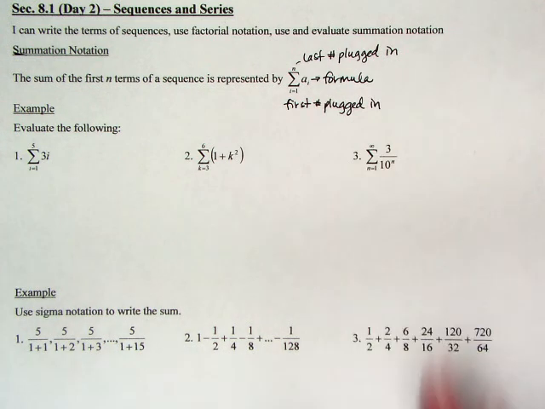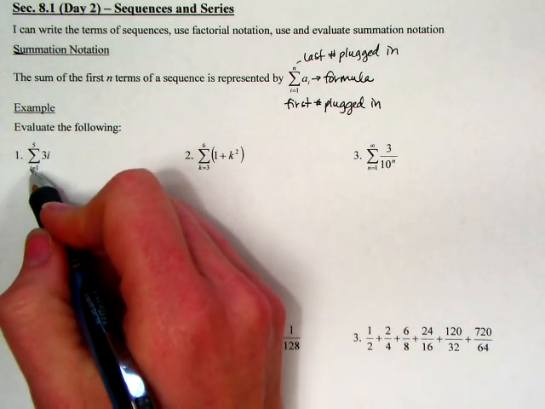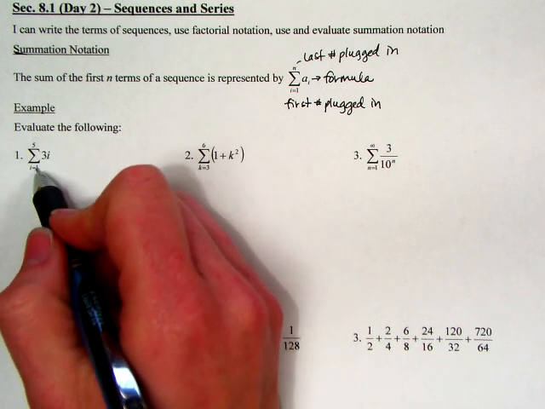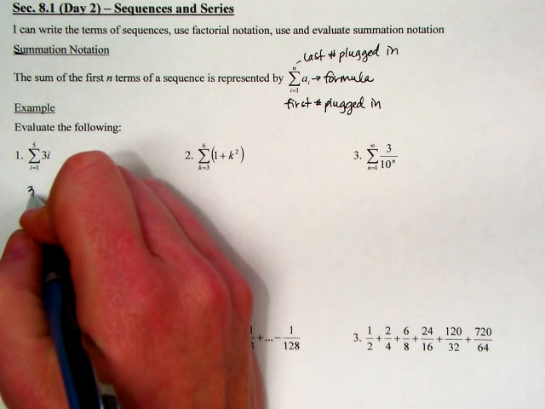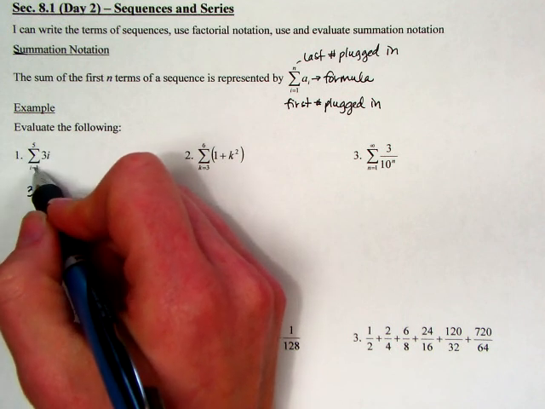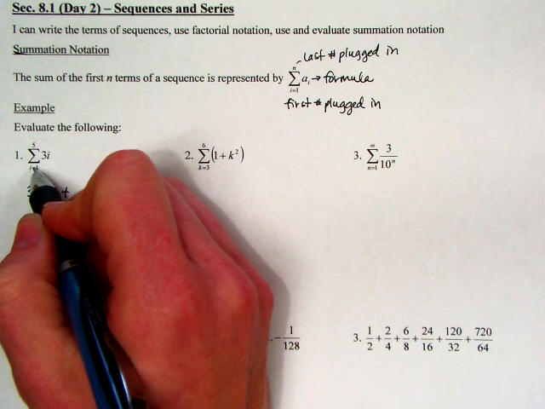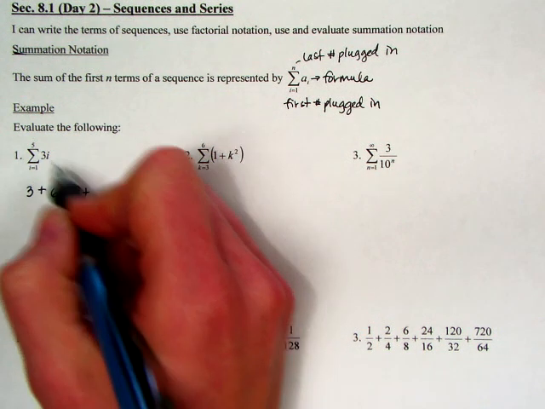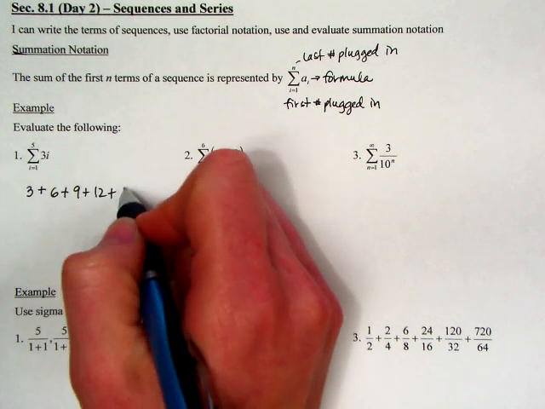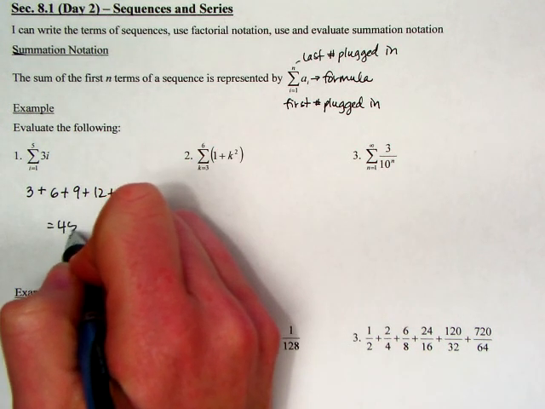So using that idea, we're going to try a couple here. The first one is i equals 1. 3i is our formula, and we're going to go until 5. So the first number I'm going to put in is a 1. So 3 times 1 is 3. Plus, this is summation, so we're adding these up. Next, I'm going to go to a 2. 2 plugged in is 6. 3 is 9. 4, 12. And 5, the last number, is 15. And then I'm going to add all that together, and I'm going to get 45.